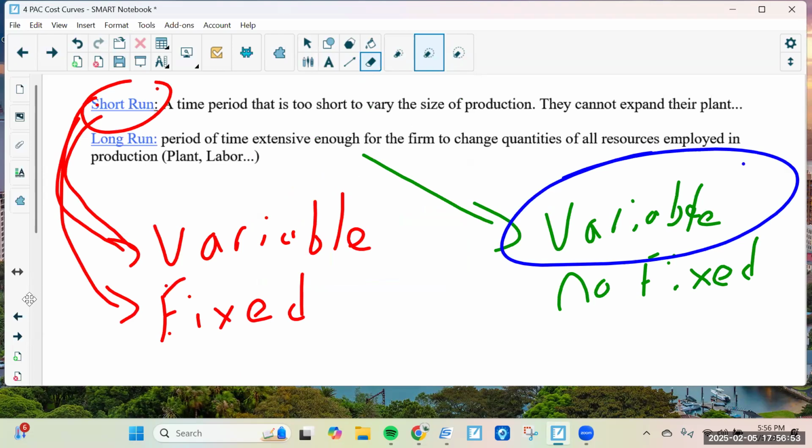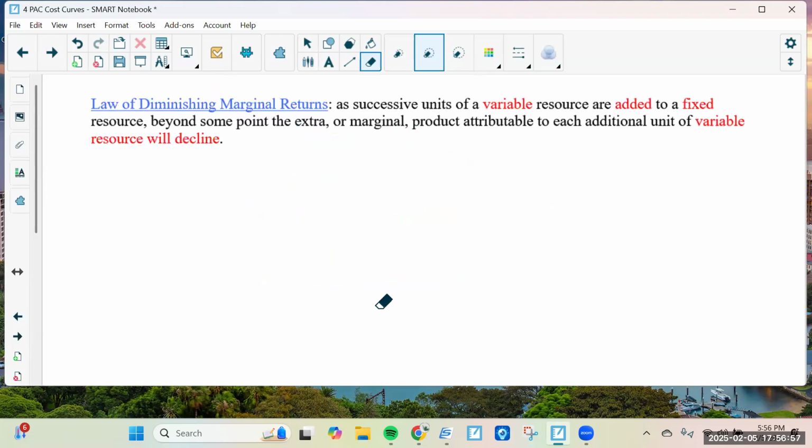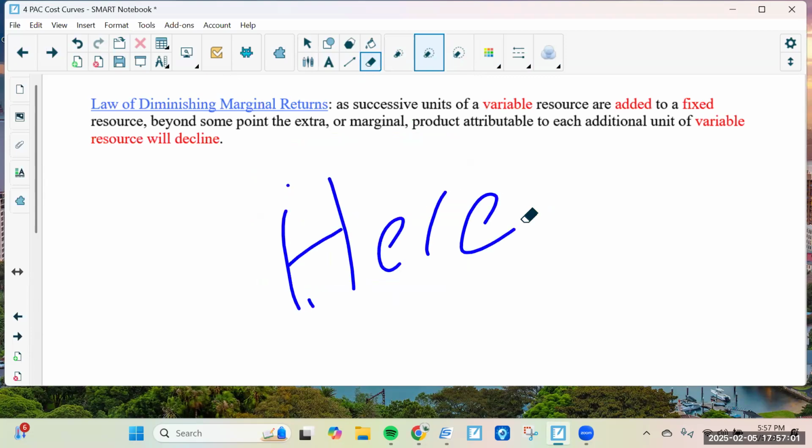All right, I'm going to stop here. I don't want to get into diminishing marginal returns until next week. I'm going to pick this up right here, and I will do the rest of production costs next week.